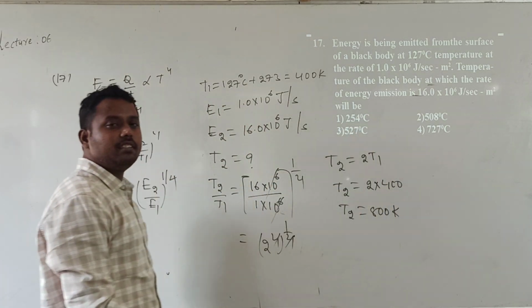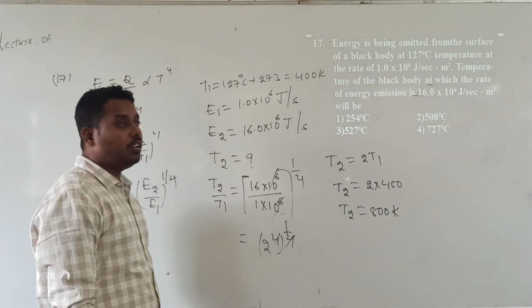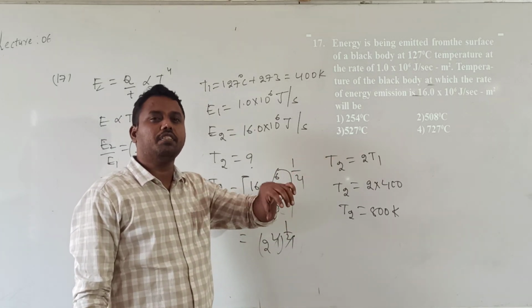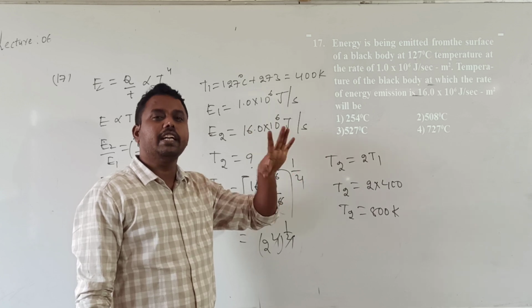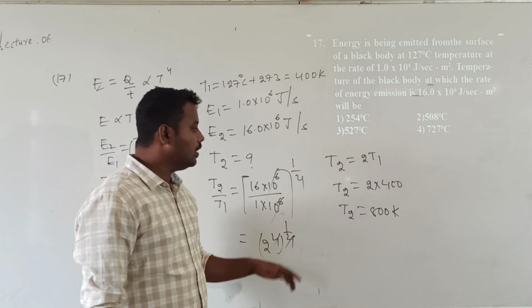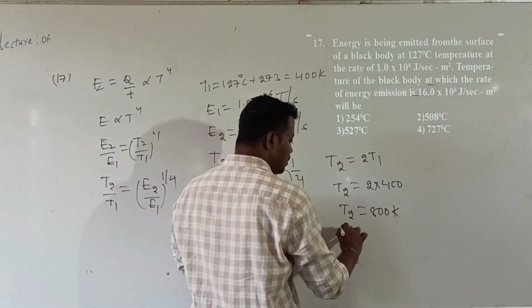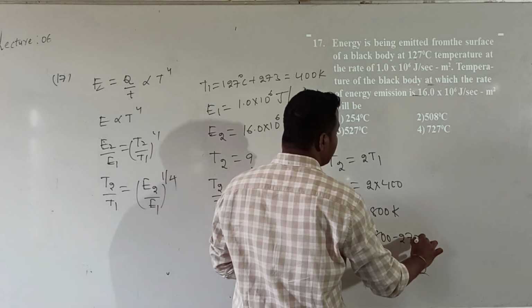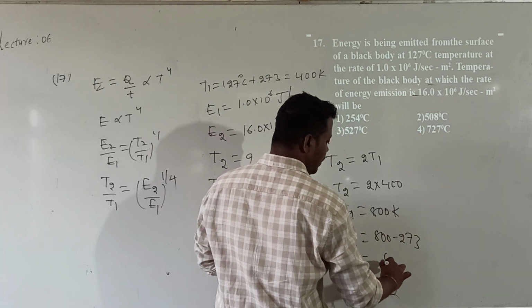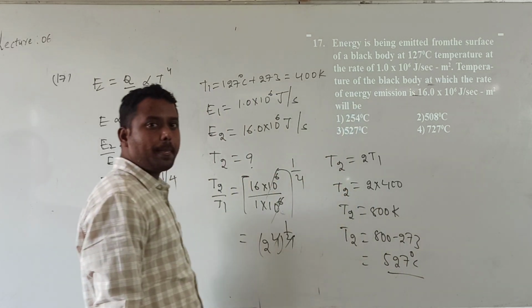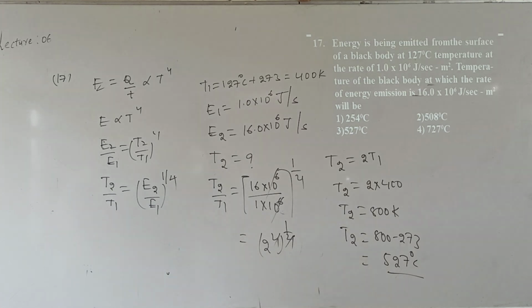But the options are given in centigrade. Remember, though options are given in centigrade, for solving, the SI unit of temperature is Kelvin only. Centigrade is the practical unit. Conversion is always compulsory. So T2 is 800 minus 273, which gives 527 degrees Celsius. Clear? This is question number 17.